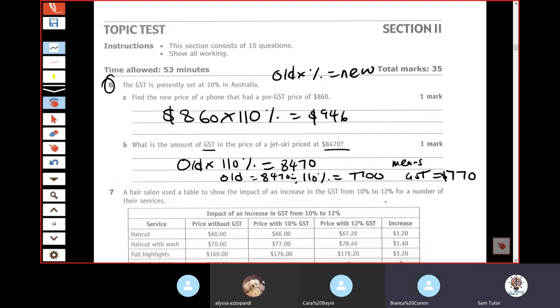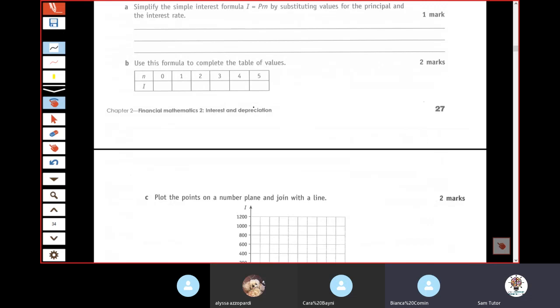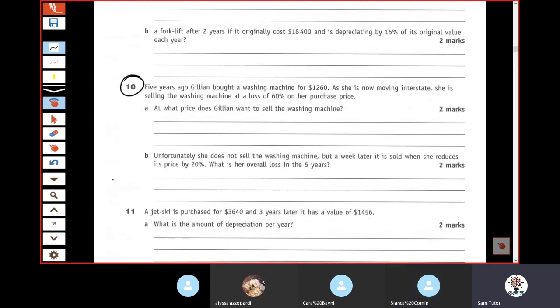Okay. Let's try. We'll have a read at number 10. If I feel like you guys can do it, I'll give you a chance to try it. Try number 10. I won't say much. Just have a read and see what you understand from it, and then we'll go through it.